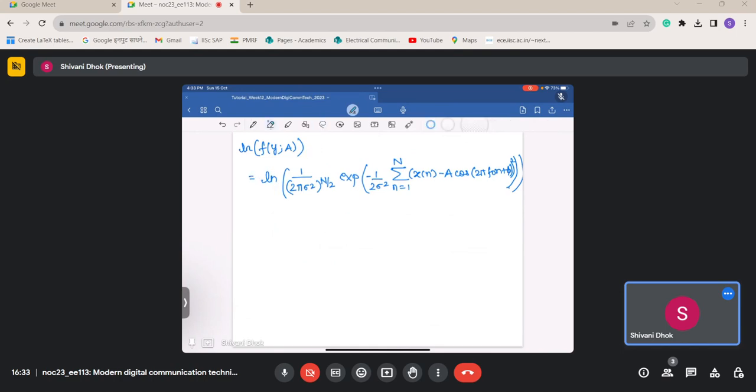So this is equal to minus n by 2 log of 2 pi sigma square minus 1 by 2 sigma square summation n equal to 1 to capital N of (xn minus a cos(2 pi f naught n plus phi)) whole square. So now let us find this quantity.